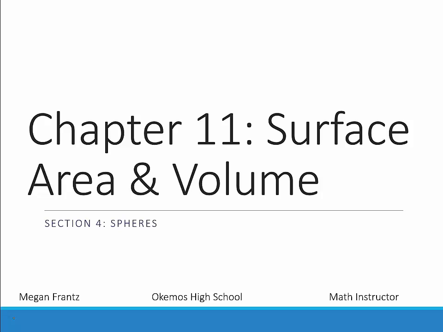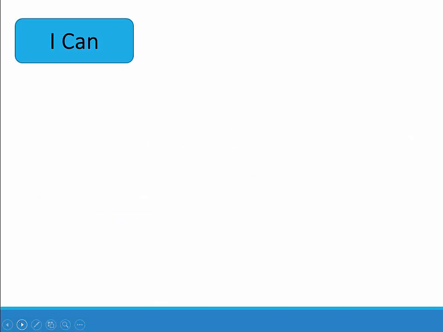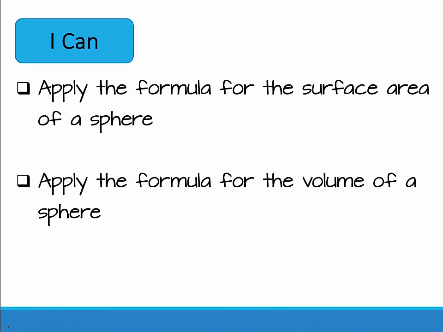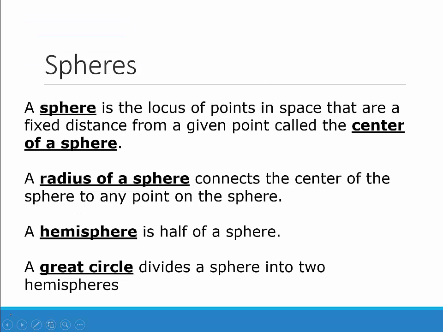The last shape that we have to talk about is a sphere, and we're going to talk about the surface area and the volume. So by the end of this lesson, those are the two things you should be able to find. So a sphere is the locus of points in a space that are a fixed distance from a given point called the center of a sphere.